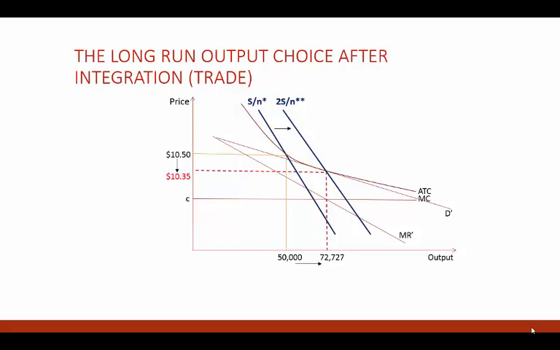The market depiction of this is shown next. As seen, in the long run, each firm that remains in the industry has increased its output from 50,000 to 72,727 units, and this occurs at a lower price of $10.35 and corresponds to the new symmetric equilibrium with 11 firms.